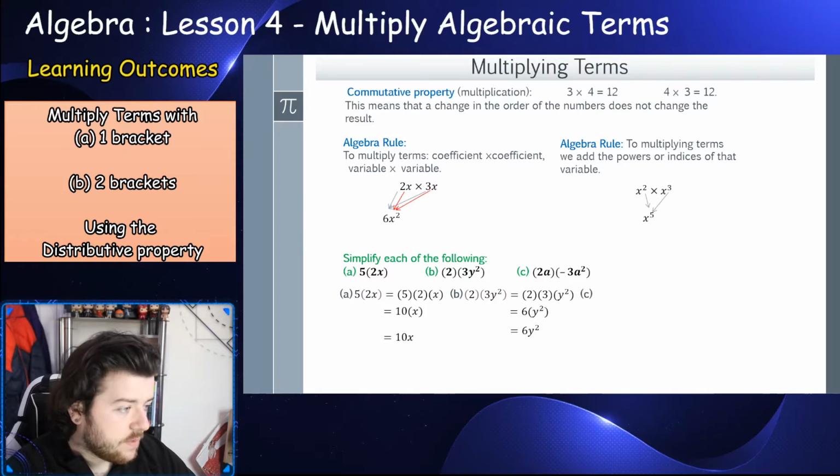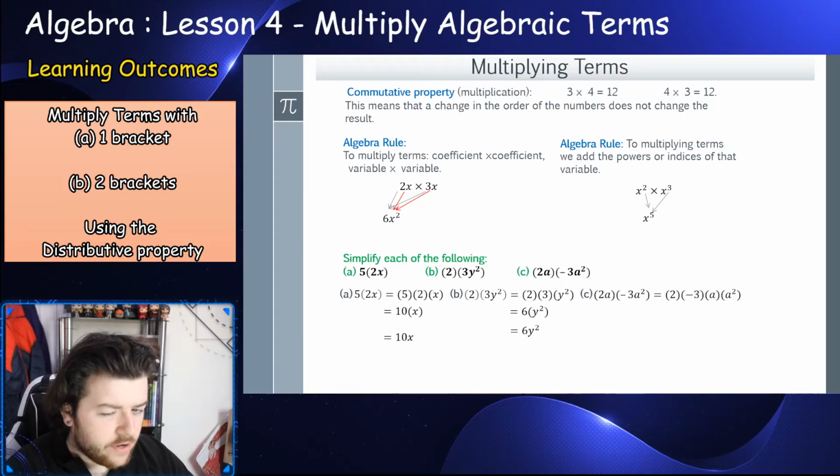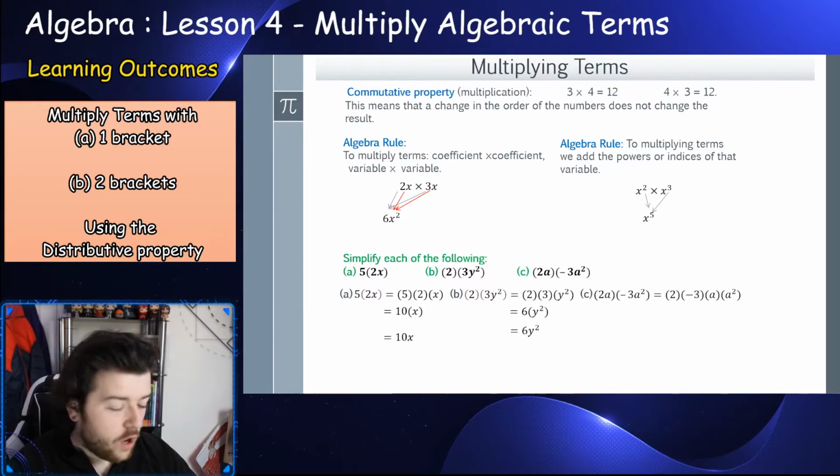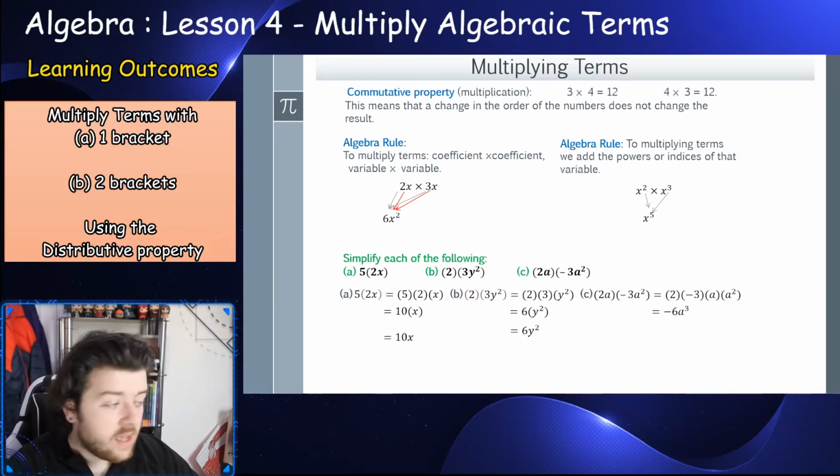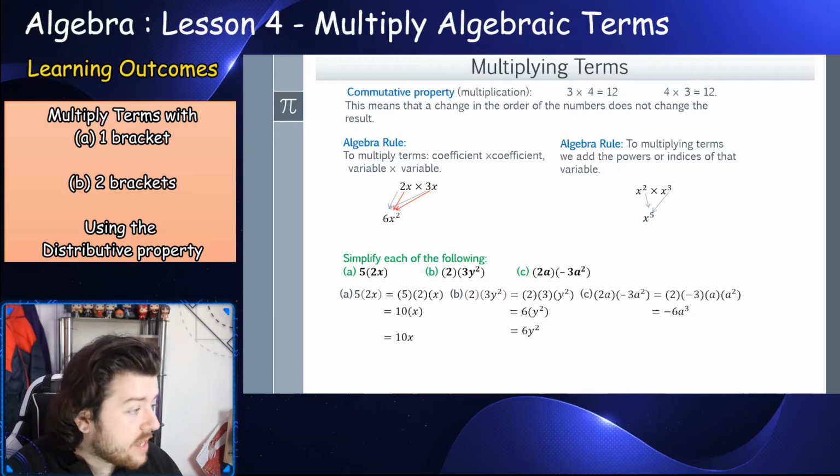And then finally, the last one here, I have 2a times minus 3a squared. So remember, coefficient by coefficient, variable by variable. My coefficients together will be 2 times minus 3, because you see it's a minus 3 in front of my a squared here. So 2 times minus 3, and then multiplied by a times a squared. 2 times minus 3 is going to be minus 6. And then a times a squared, well, I'm just going to add the powers on top. If I just have an a on its own, that's going to have a little visible 1 on top. So it'll be 1 plus 2, which is 3. So it'll be a cubed, so it'll be minus 6a cubed.